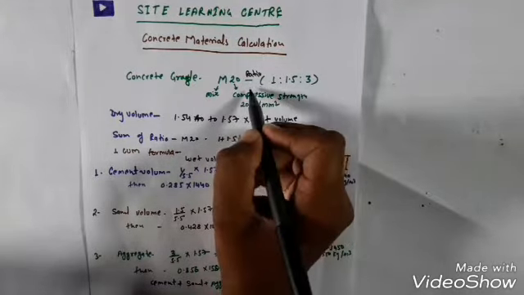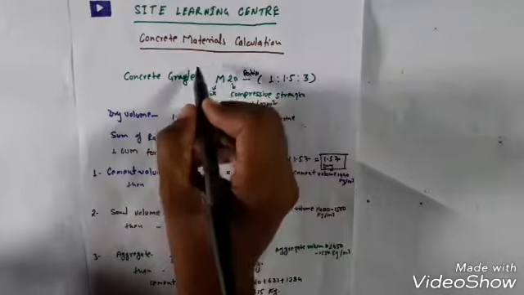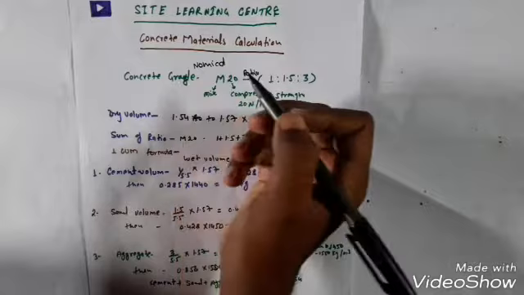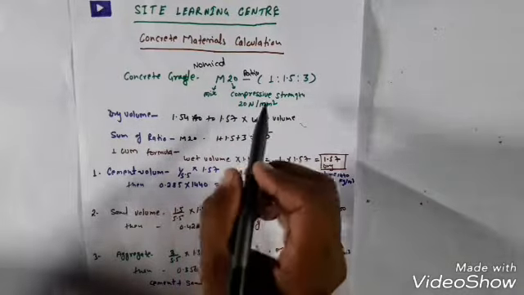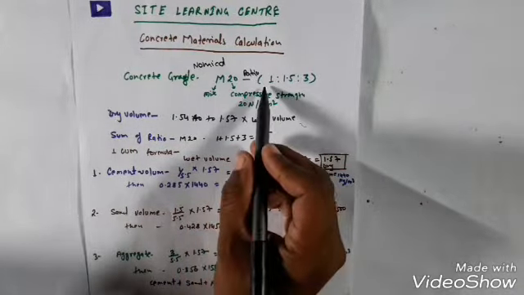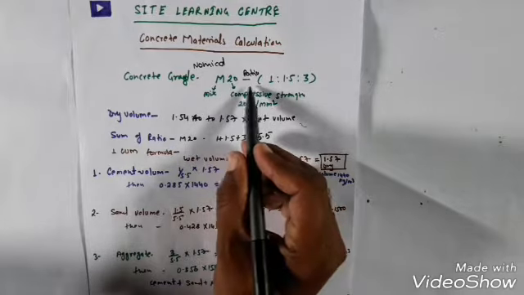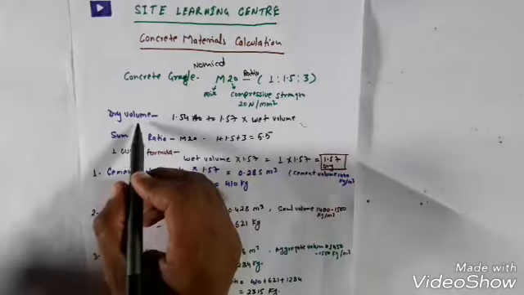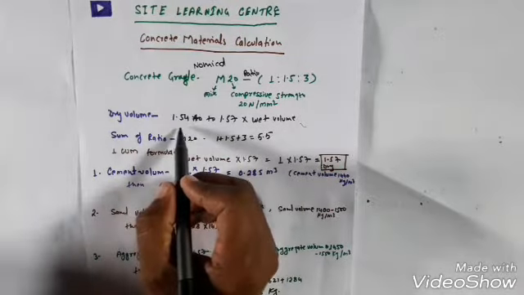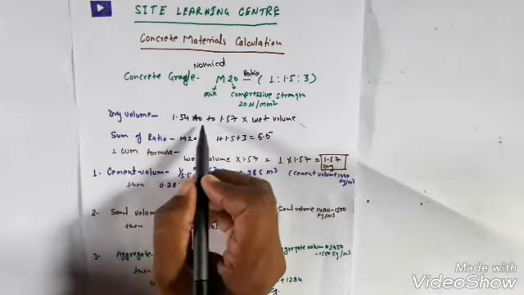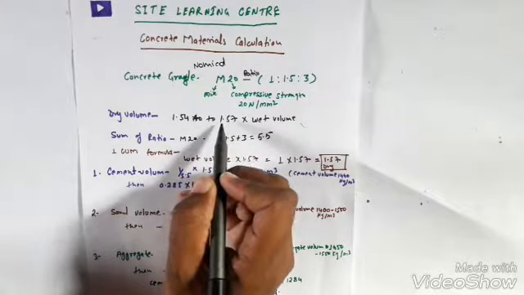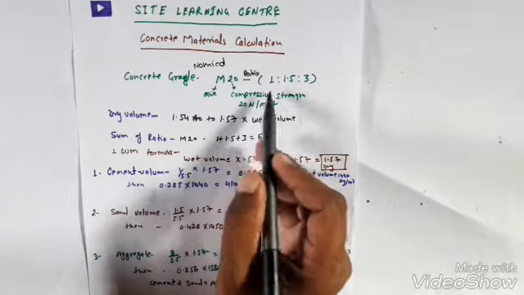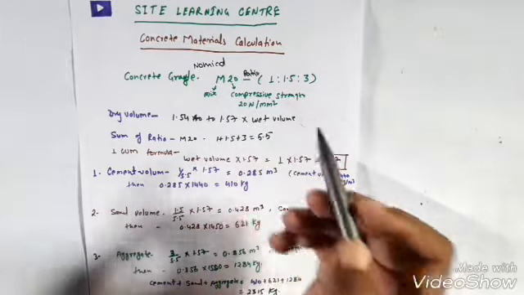is 1:1.5:3. So this is our M20, and this is a nominal mix. It's a nominal mix design, and the M20 grade ratio is like this, and the dry volume is 1.57 times the wet volume. So this is our wet volume.